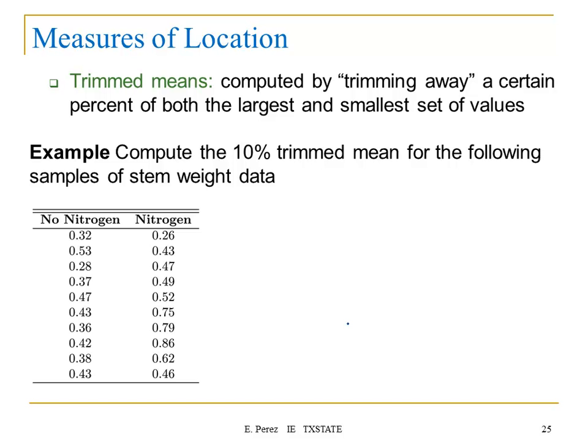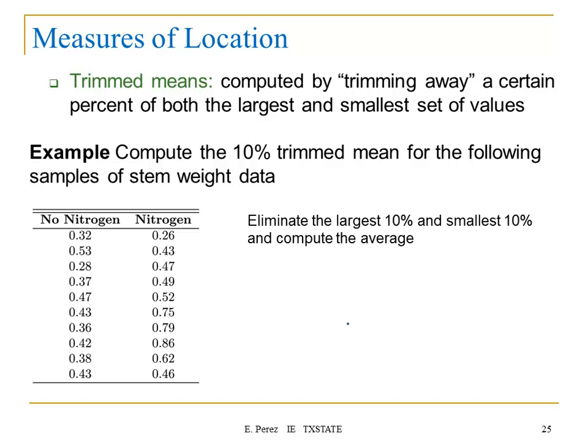Yes, so you're going to eliminate two of them. The 10% at the top, the 10% at the bottom. So eliminate the largest 10% and the smallest 10% and compute the average. That's what you're going to do. Again, you're trimming only 10% and this is only for this example. I can ask you to trim 20%, 30%. But in this case, it's 10%. So that's why you're going to trim 10% of the largest values and 10% of the smallest values.